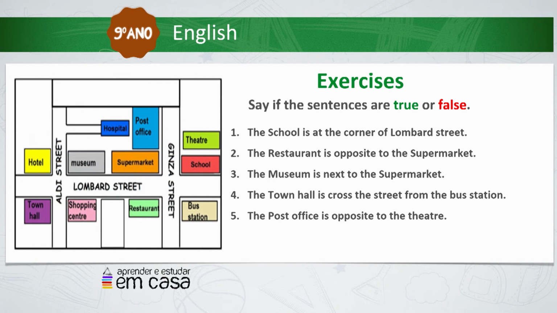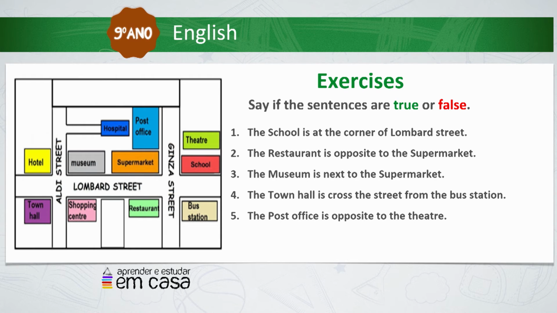Sentence number 1. The school is at the corner of Lombard Street. Sentence number 2. The restaurant is opposite to the supermarket. Number 3. The museum is next to the supermarket.